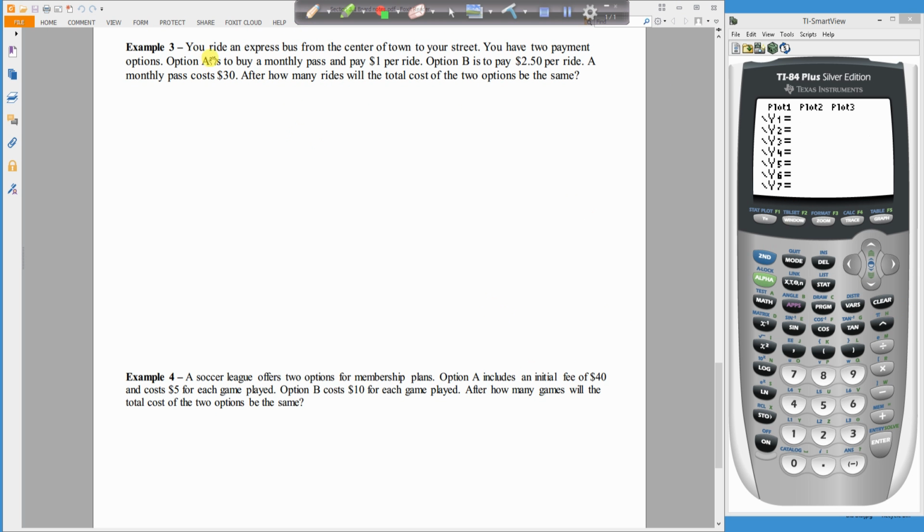It says you ride an express bus from the center of town to your street. You have two payment options. Option A is buy a monthly pass and pay $1 per ride. Option B is pay $2.50 per ride.